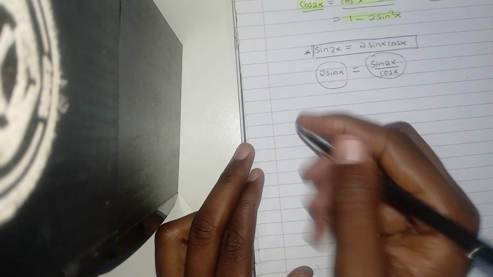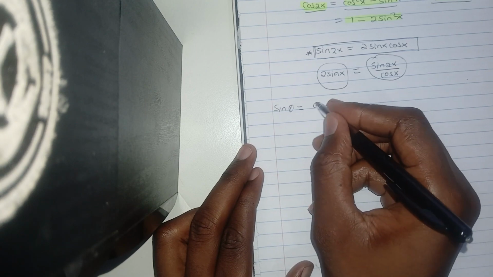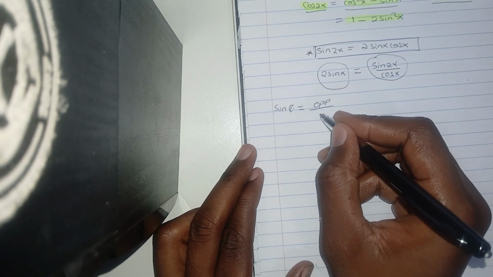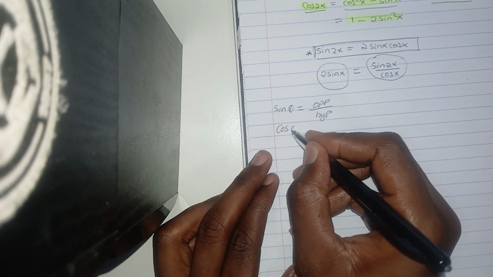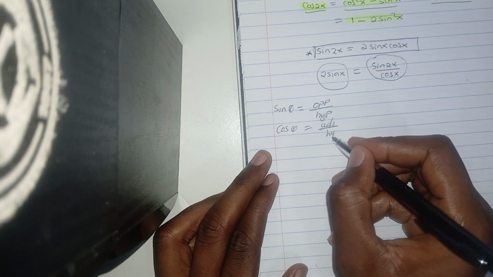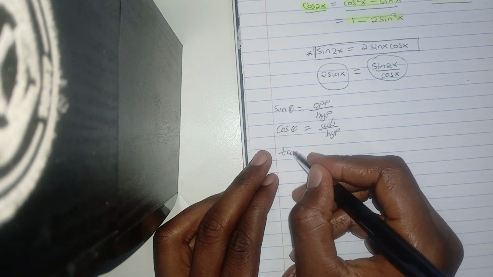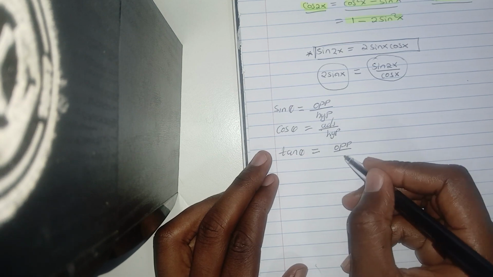Now, going to trigonometric ratios, we know that sine theta is equal to opposite over hypotenuse, and cos theta is equal to adjacent over hypotenuse. Then tan theta is equal to opposite over adjacent.